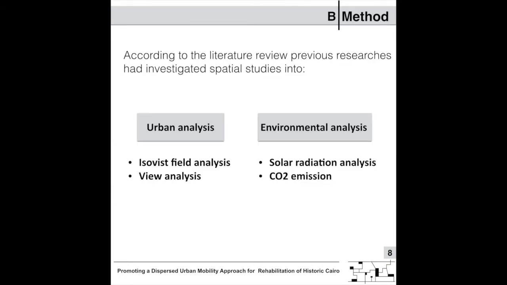The analysis, according to literature review of previous researchers, has investigated spatial studies through 2 categories of analysis. The former, which is the urban analysis, aims at investigating visual exposure to cultural heritage buildings. Hence, an isovist or viewshed analysis investigated the area in a spatial environment directly visible from a location within the space. On the other hand, environmental analysis aims at investigating the environmental quality and carbon emissions of the space defined. The former includes criteria related to achieving outdoor thermal comfort conditions and others.